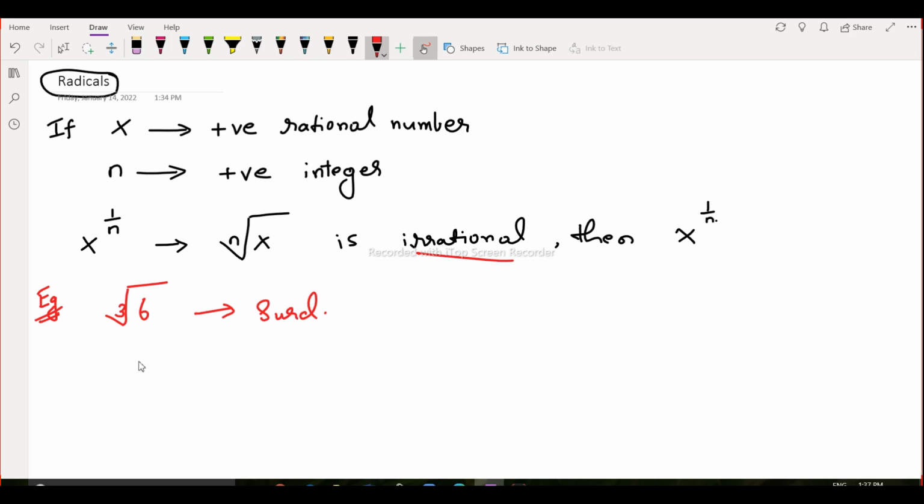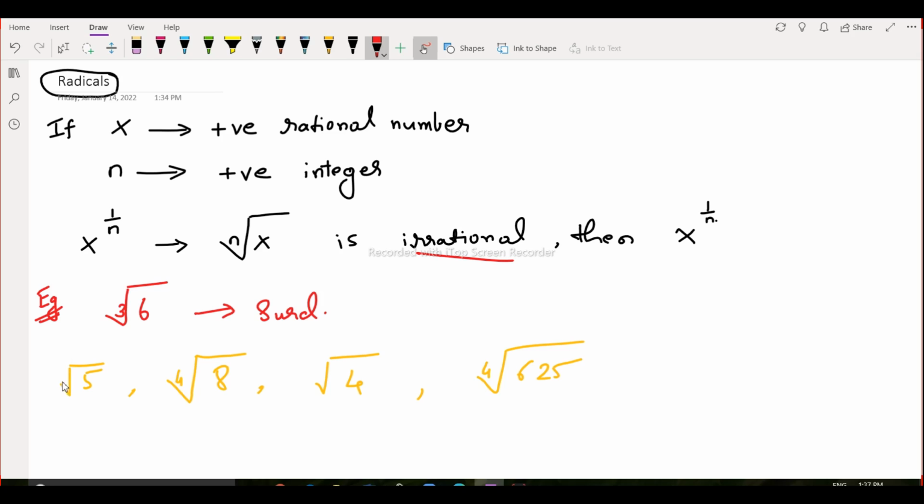Right? Now let's check a few more examples and see if we can identify if it's a surd or not a surd. So let's take the first one as square root of 5, then fourth root of 8, square root of 4, fourth root of 625. Now we have to circle the ones which are surds.